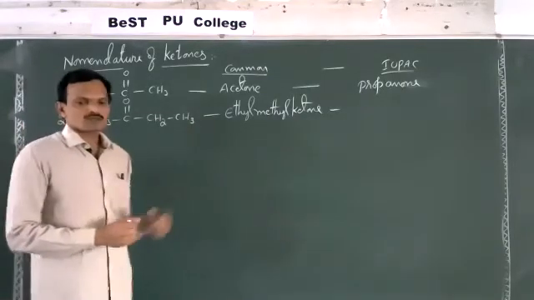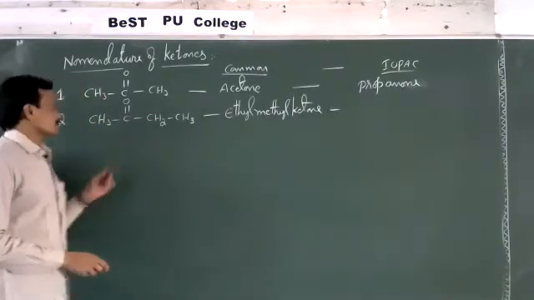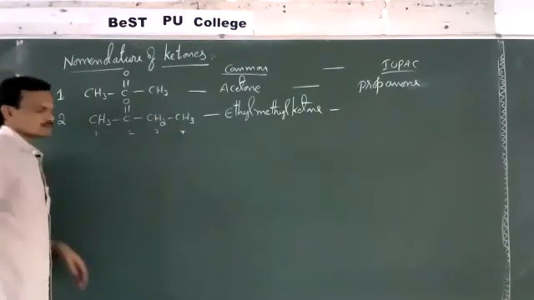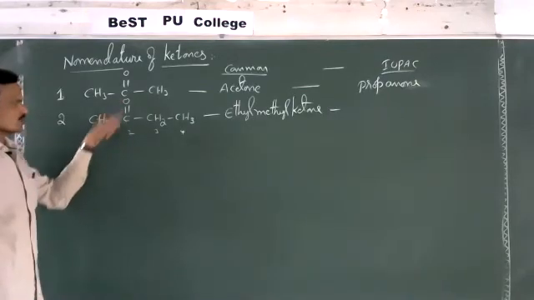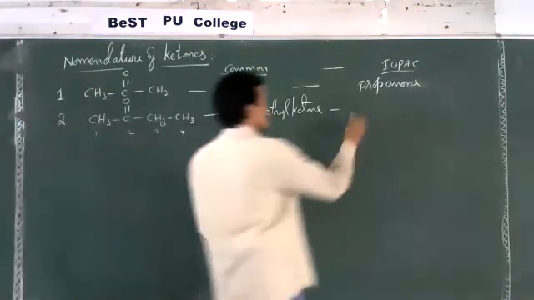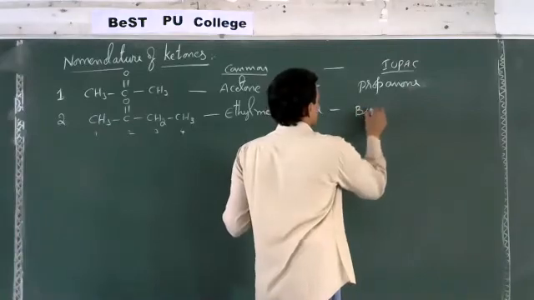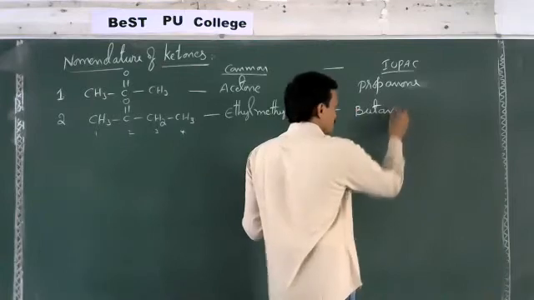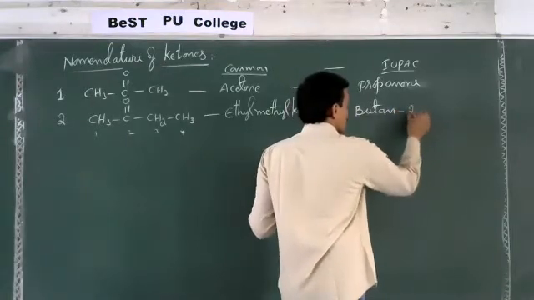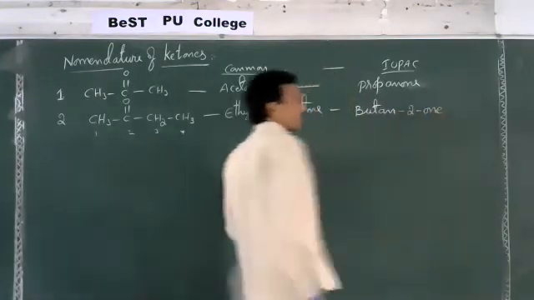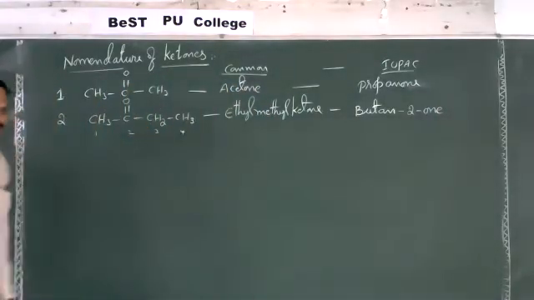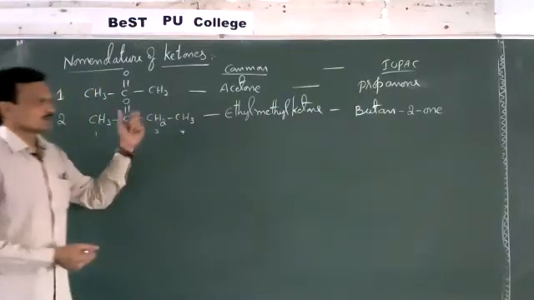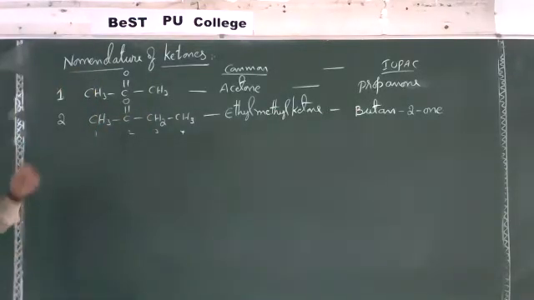Then what should be its IUPAC name? Just give numbering here: 1, 2, 3, 4. So at the second position, the keto group is there. Since 4 carbons are there, the root word is but. Single bonds are there, so ane. After the second position, sorry, the ketone group is there. So butane-2-one, or we can also represent it as 2-butanone. So butan-2-one or 2-butanone.